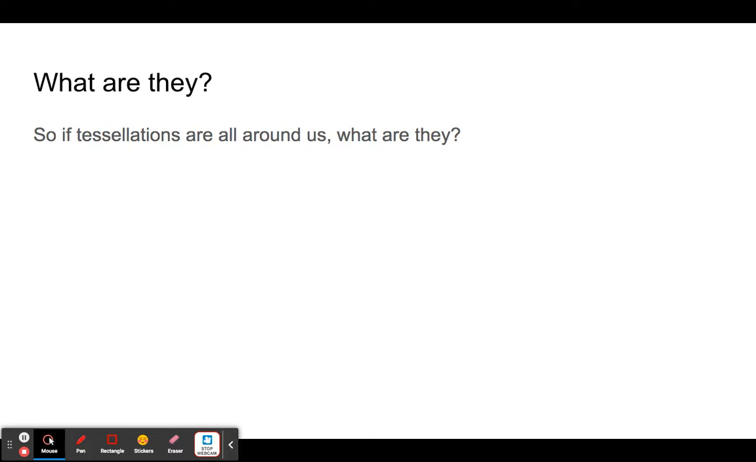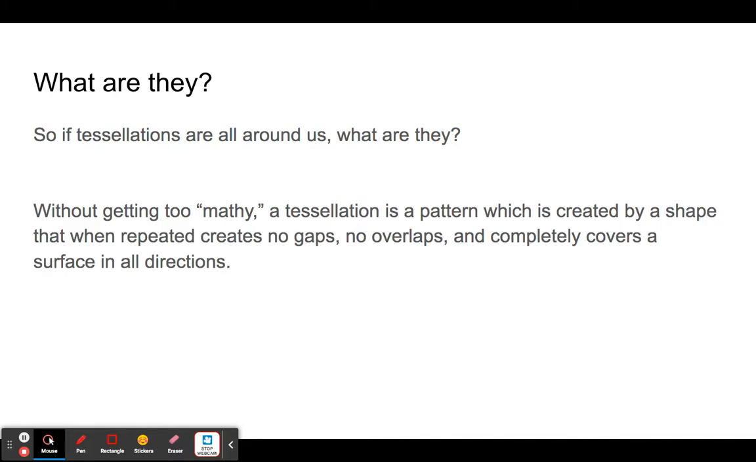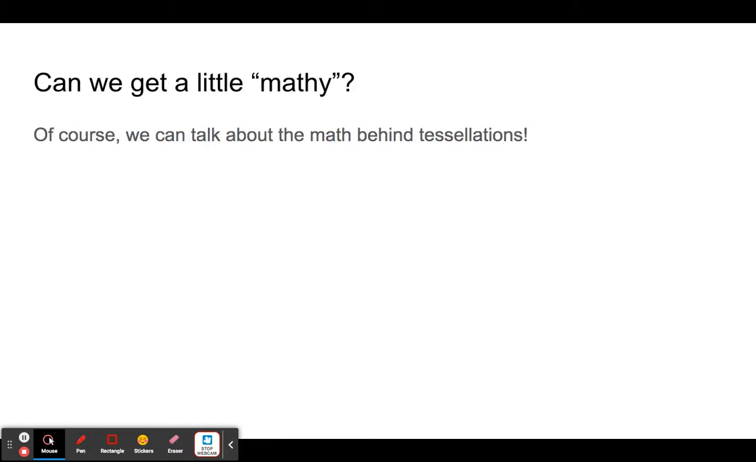What are they? So if tessellations are all around us, we should really define what they are. Without getting too mathy, at least at first, a tessellation is a pattern which is created by a shape that when repeated creates no gaps, so there's no holes in between the shapes, no overlaps, and it completely covers a surface in all directions.